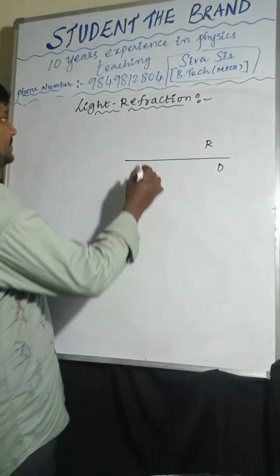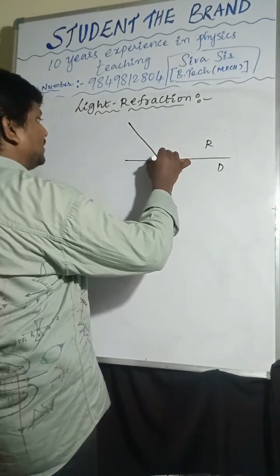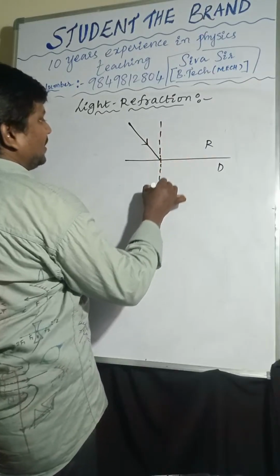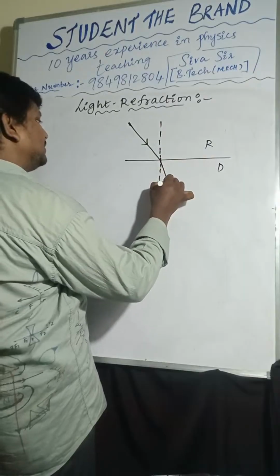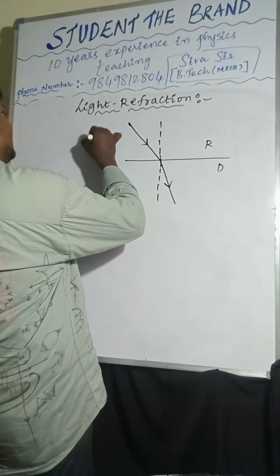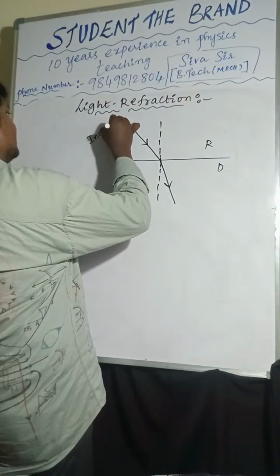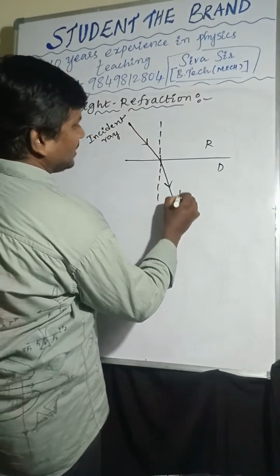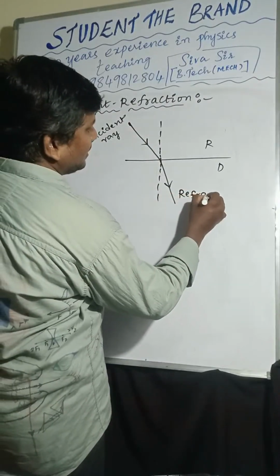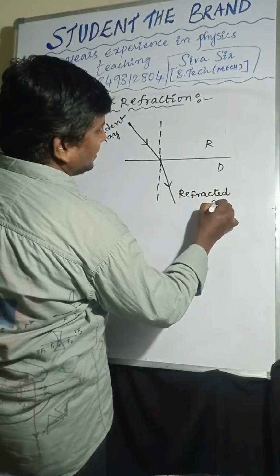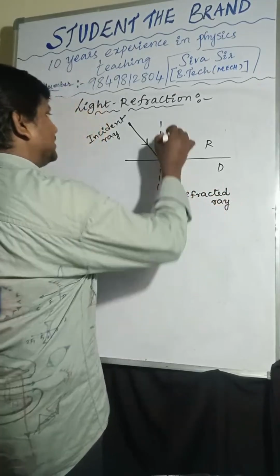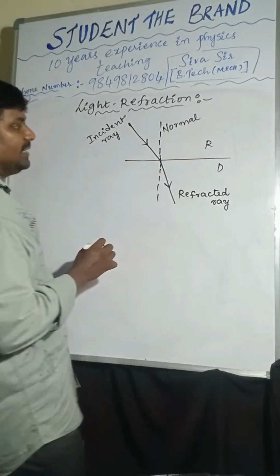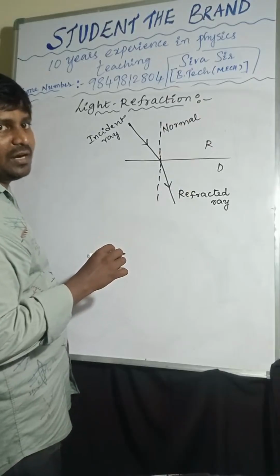Here I am considering the light ray passing from rarer to denser. I am taking this normal line. It bends towards the normal line. This is the incident ray, this one is the refracted ray, and this one is the normal line. The path of the light changes at the interface of two media, which is called refraction.